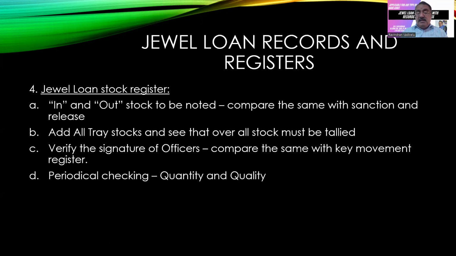And the next area is that periodical checking should be done by the head office or regional office. Normally it is once in 3 months. They check the quantity and quality. As an auditor, you have to verify the report submitted by them. And the next area is the tray-wise stock.